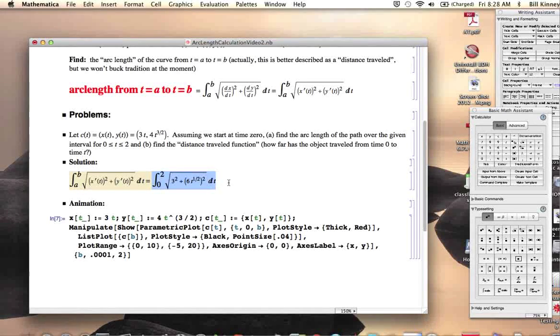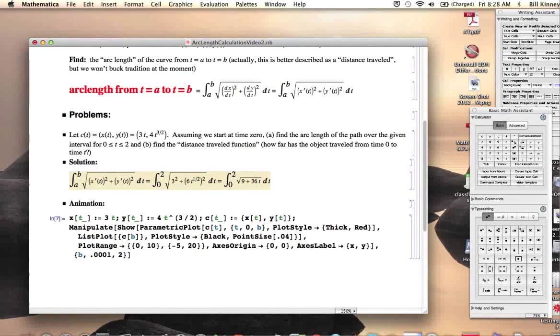So now it's a matter of simplifying this a bit and seeing if we can figure out what to do with it. That's 9. This is going to become 36t. There's no problem taking the square root of t in here because t is a non-negative number. So this is the integral that we're going to do.